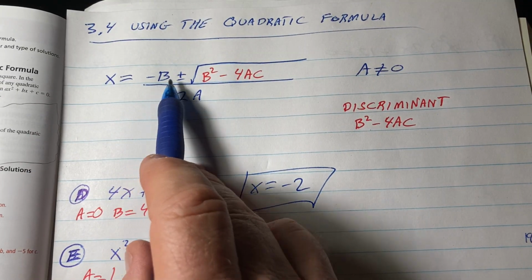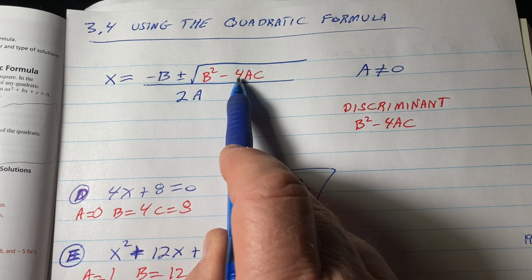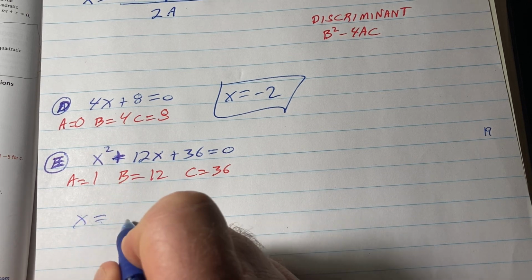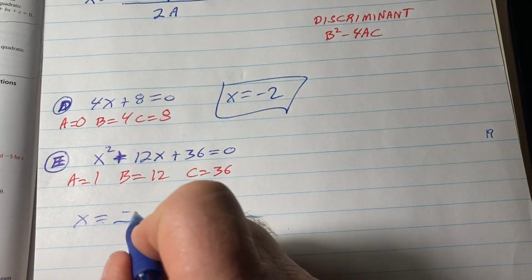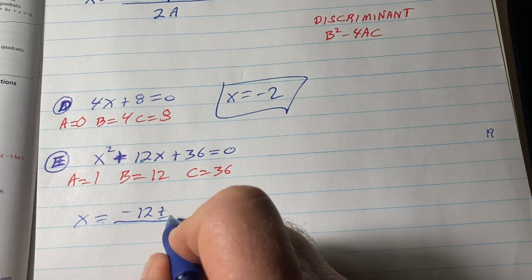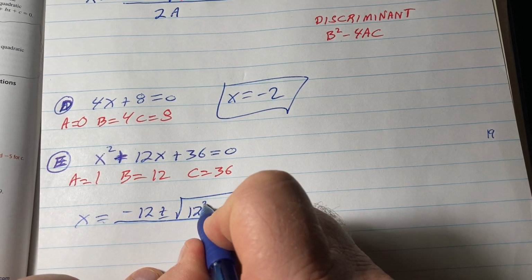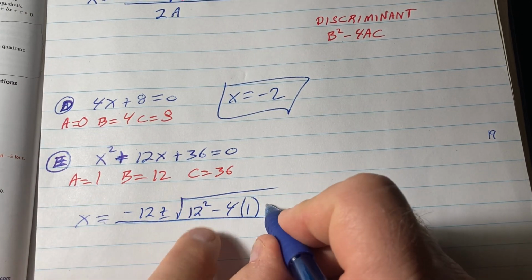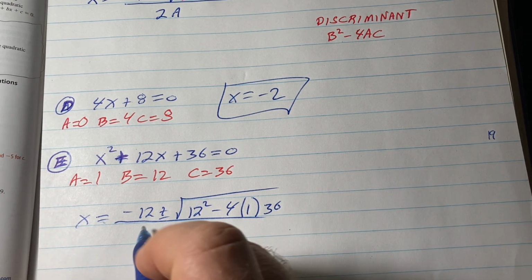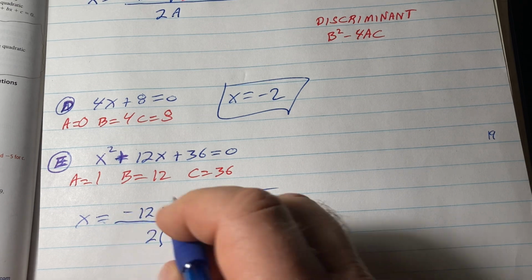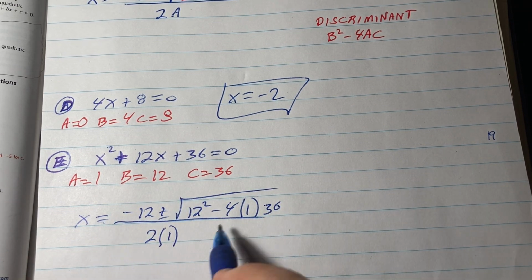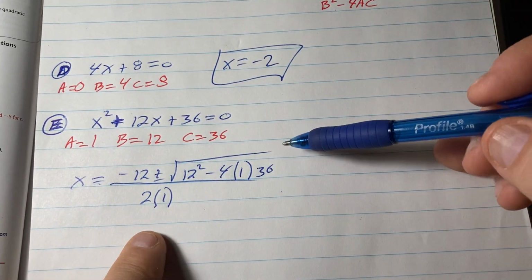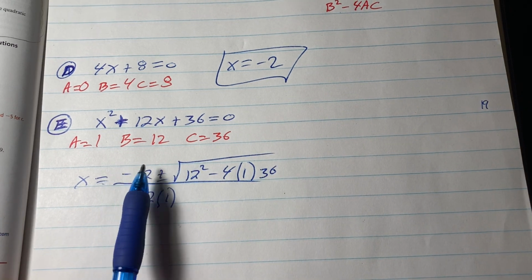x equals negative b plus or minus the square root of b squared minus 4ac all over 2a. So x equals negative b, which is negative 12, plus or minus the square root of b squared minus 4 times a times c, a is 1, c is 36, all over 2 times a, a is 1. So you just plugged it into the quadratic formula. All you got to do now is simplify.